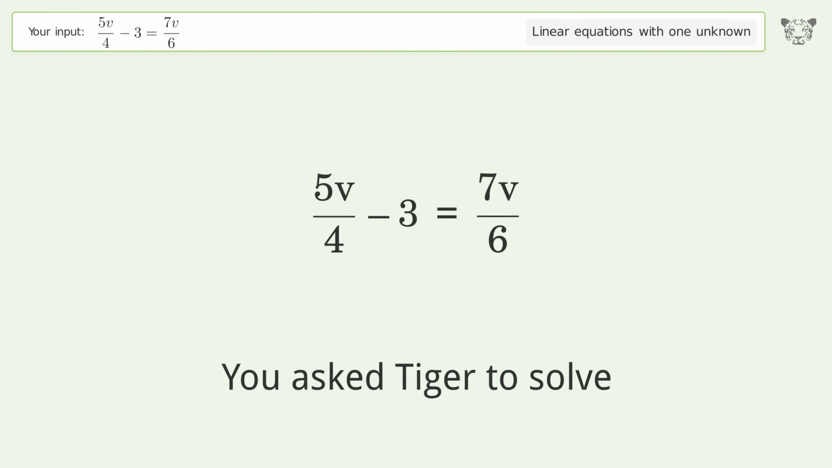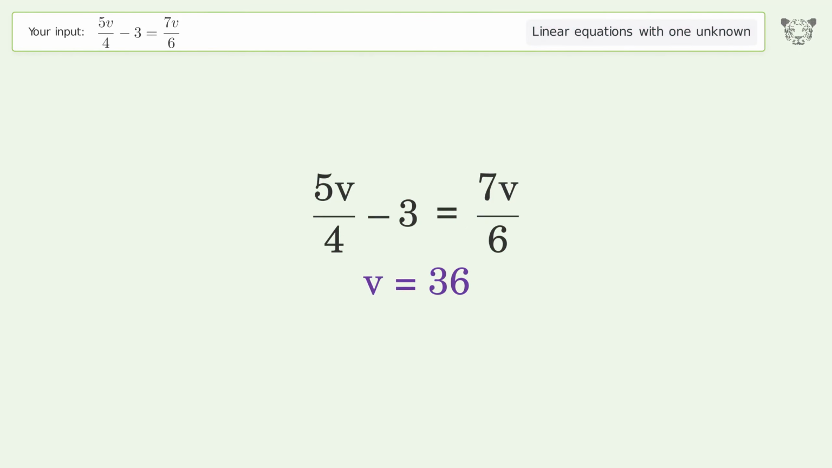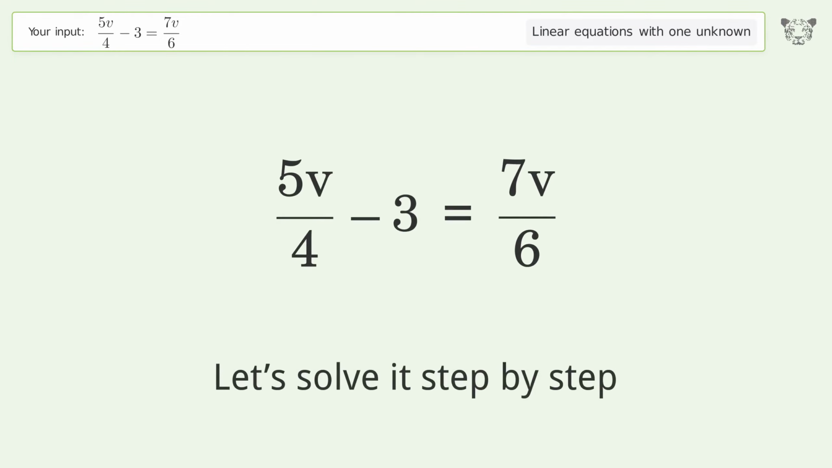You ask Tiger to solve this. This deals with linear equations with one unknown. The final result is v equals 36. Let's solve it step by step.